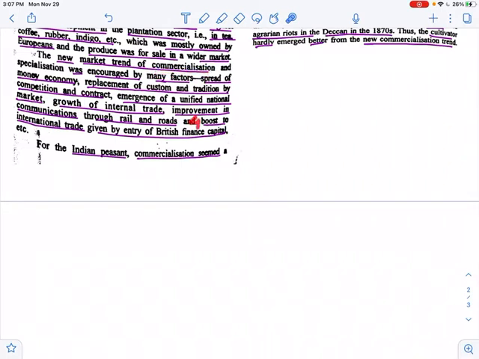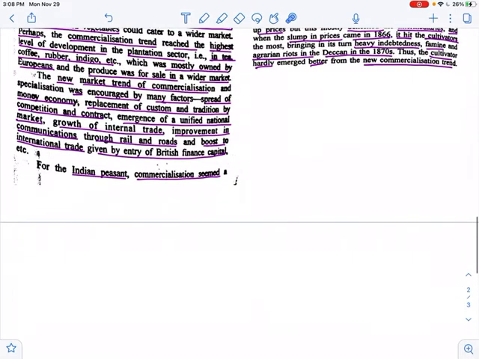And the fourth reason was that British finance capital did enter India. As a result of this finance capital, there was a boost to the international trade. So when international trade enhanced, Europeans had this zeal of commercializing our Indian agriculture. So these are the important factors which resulted in commercializing our Indian agriculture.